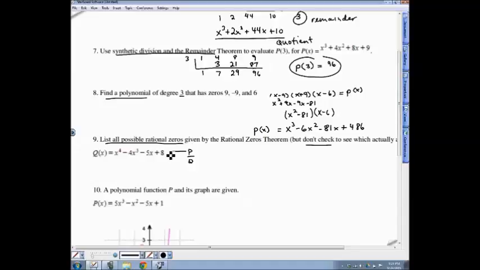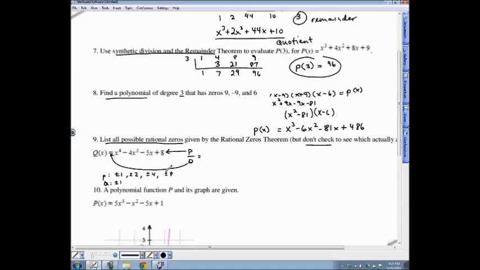So the values of P come from the constant. The values of Q come from the leading coefficient. So if P are the factors of 8, that means P is equal to plus or minus 1, plus or minus 2, plus or minus 4, plus or minus 8. The values of Q, since Q is equal to 1, are just plus or minus 1.